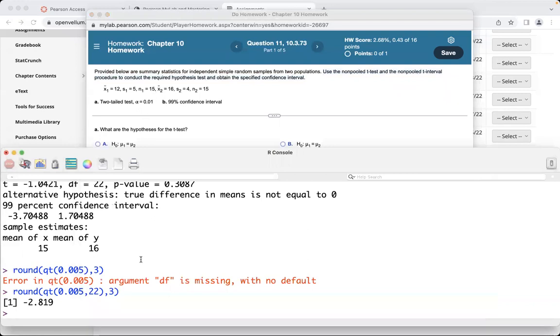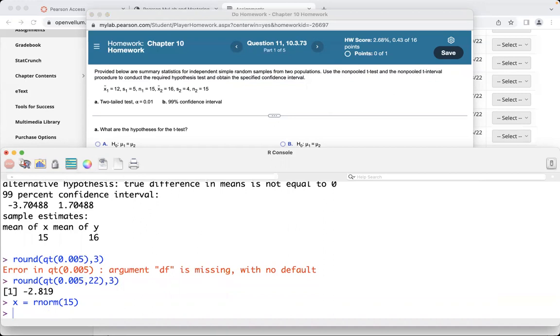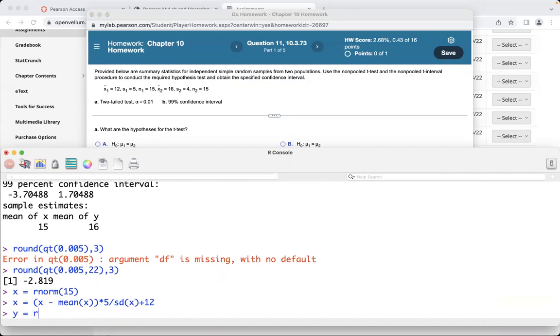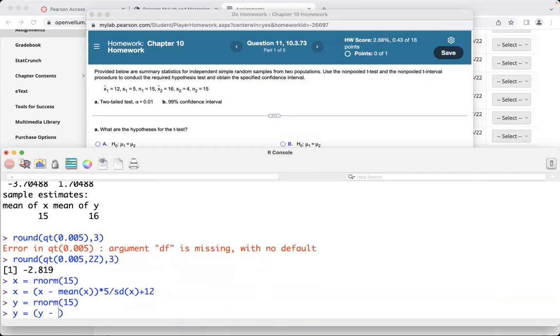So let's look here. We have two data sets. Again, they both have 15 values in them. So our norm is 15. So this is 15 random numbers from a standard normal distribution. I'm going to take the data set, subtract the mean from everything, multiply by the standard deviation that we want, divide by the standard deviation that we have, add the sample mean, and we're done. Y is going to be the same. So also 15 values, subtract the mean, multiply by the standard deviation that we want, divide by the standard deviation that we have, add the sample mean, which is 16.